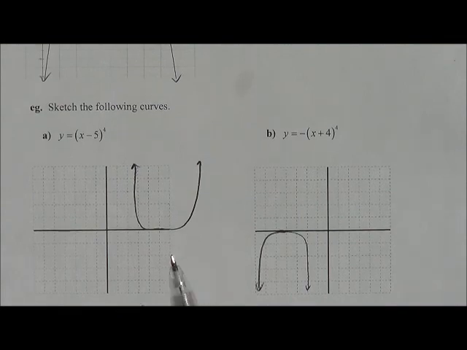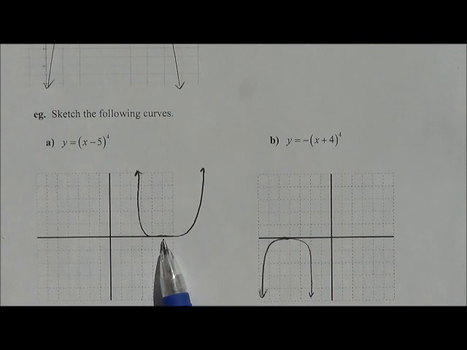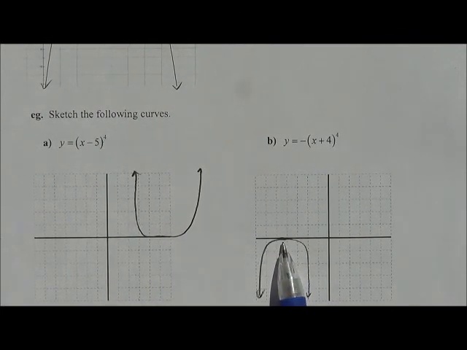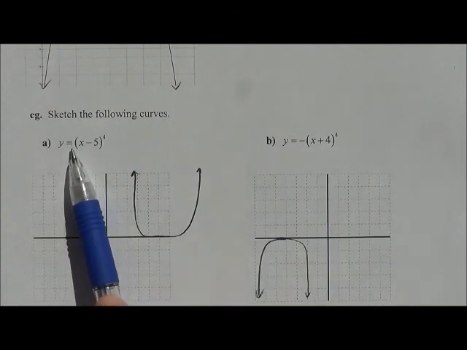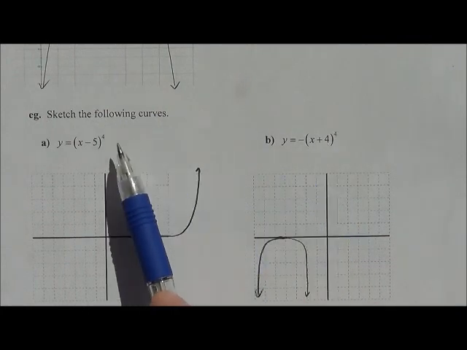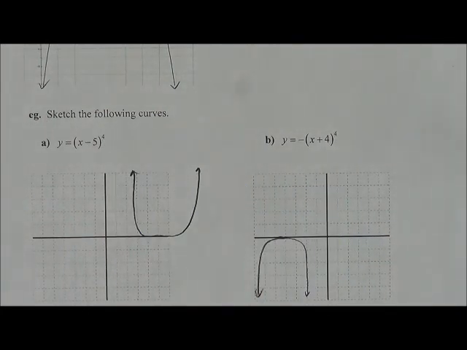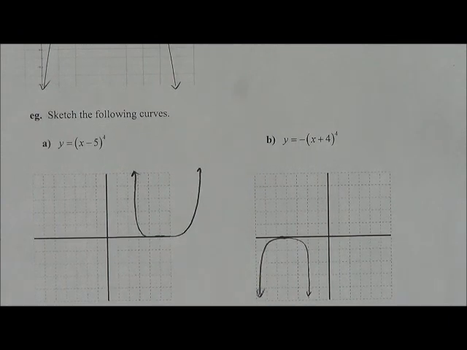Okay, so the curves might look something like this. 0 at x equals 5, and 0 at x equals -4. Lead coefficient is negative for part B, so it opens down. Lead coefficient for A is positive, so it opens up. Ends in the same direction because the degree is 4. And it's U or N-shaped in this case. And that's pretty much it.